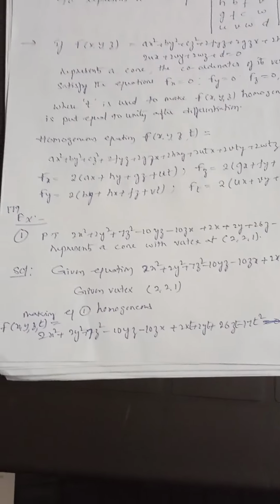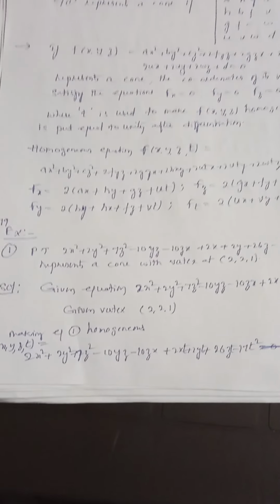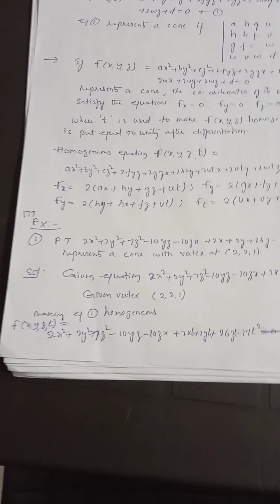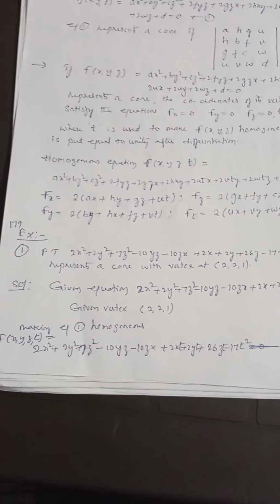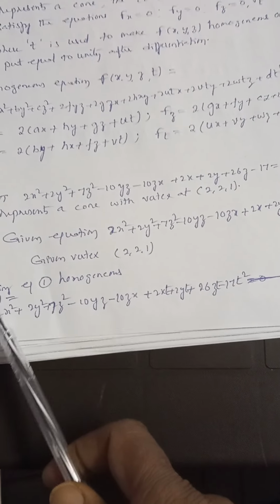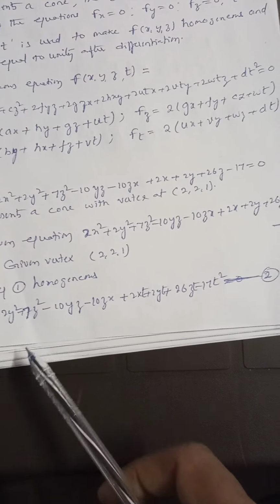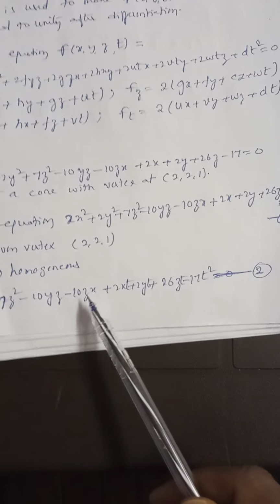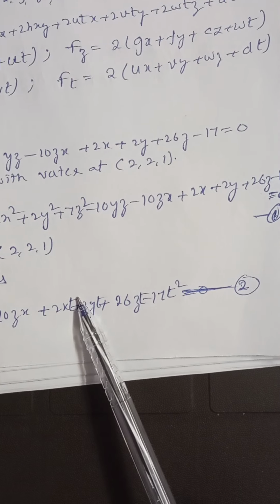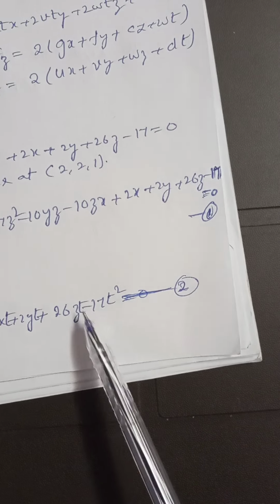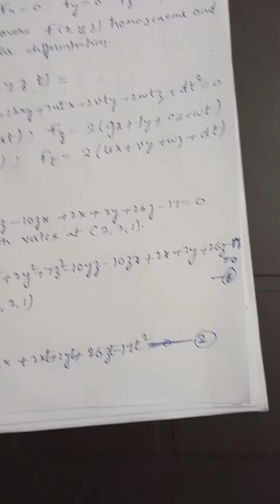Now what is the procedure? We have to make the given equation homogeneous. How to make it homogeneous? We have to introduce one variable, so that each and every term has degree 2. Now see, this can be written as f of x, y, z, t = 2x² + 2y² + 7z² - 10yz - 10zx + 2xt + 2yt + 26zt - 17t². Now the equation is homogeneous.